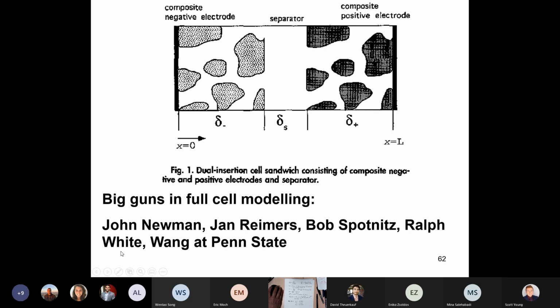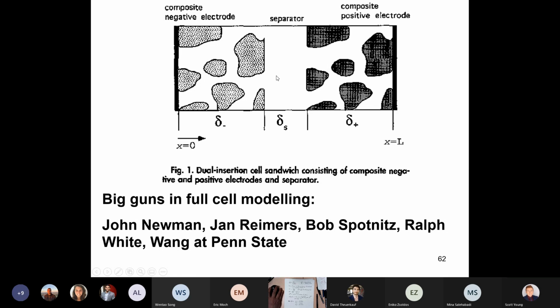Ralph White is a professor at University of South Carolina, and one of his students, I think Ray Smith at Tesla, worked with Ralph as an undergrad, and then he went off to MIT and worked with Martin Bazant, who's also one of these big modelers. And then Professor Wang at Penn State formed a company called EC Power, where they make commercial software that you can purchase to do these full calculations.